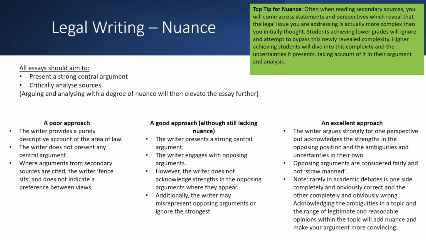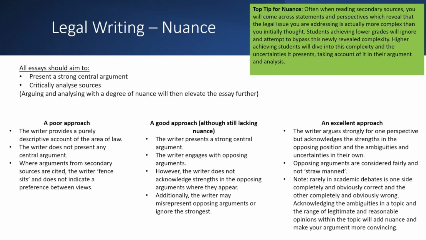So let's have a look now at three approaches that can be categorized as poor, good, and excellent in regards to how they approach this tip and this idea of incorporating nuance into your writing. So first of all, a poor approach. A poor approach is where the writer provides a purely descriptive account of the area of law. This means that the writer does not present any central argument. Where arguments from secondary sources are cited, the writer fence sits and does not indicate a preference between views.